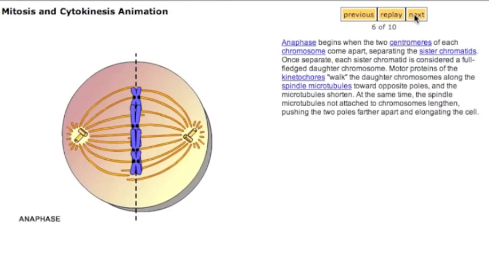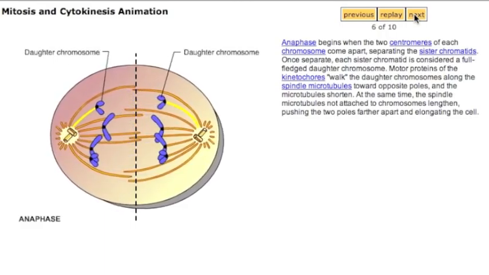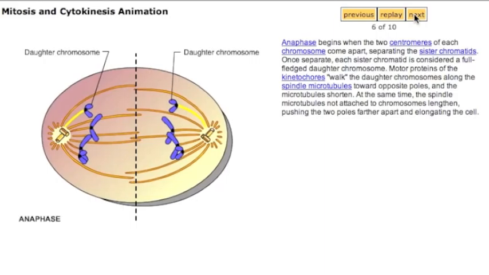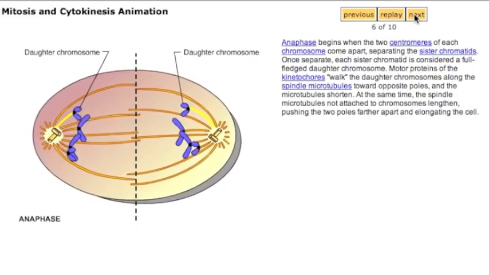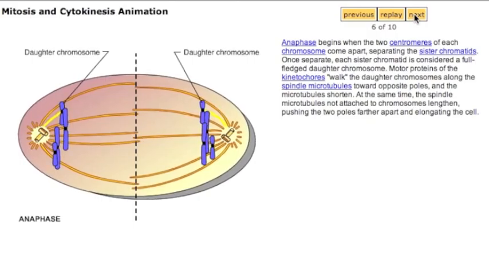Anaphase begins when the 2 centromeres of each chromosome come apart, separating the sister chromatids. Once separate, each sister chromatid is considered a full-fledged daughter chromosome. Motor proteins of the kinetochores walk the daughter chromosomes along the spindle microtubules toward opposite poles, and the microtubules shorten.